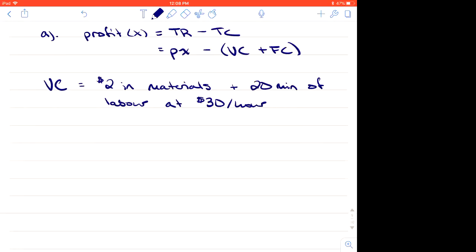And so 20 minutes, we have to convert to what's the fraction of an hour? There's 60 minutes in an hour, so 20 minutes is the same as a third of an hour. If you wanted to justify that just in words, because I think we all know that 20 minutes is a third of an hour, but we don't necessarily know how to show that mathematically, that's fine. If you just say 20 minutes is a third of an hour, then that's fine.